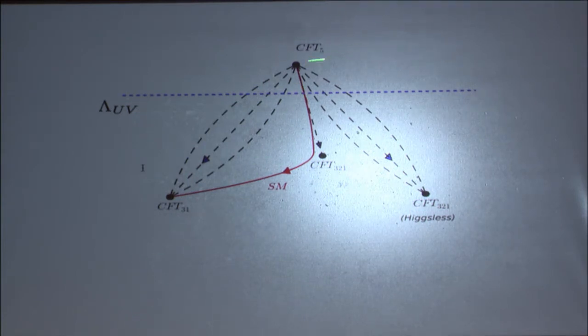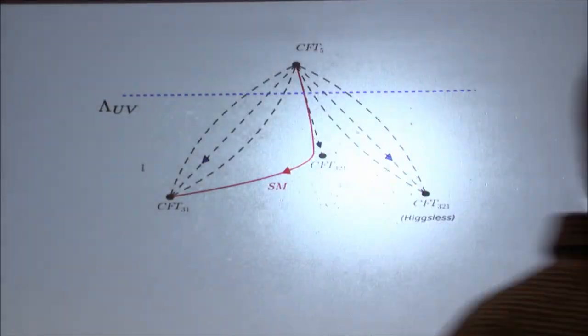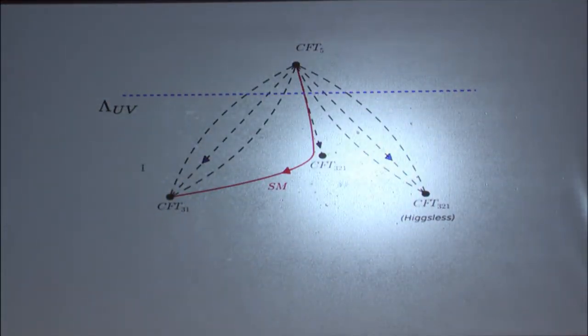So in extreme UV, there is what I called CFT5 here. This is just the SU5 GUT model at high energies. Then there are three potential IR CFTs. One is what's called CFT31 here. That's when you basically Higgs SU5 down to SU3 cross U1 right at the GUT scale, and you get SU3 cross U1. Another is the Higgsless model where the Higgs has a positive mass squared, so you have unbroken SU3 cross SU2 cross U1, with the Higgs having mass at the GUT scale. And the standard model is the following RG trajectory, which spends lots of RG time next to the SU3 cross SU2 cross U1 theory, but then flows here.